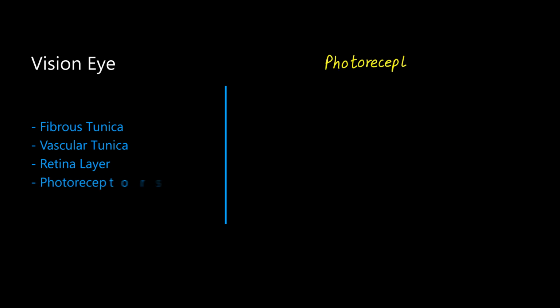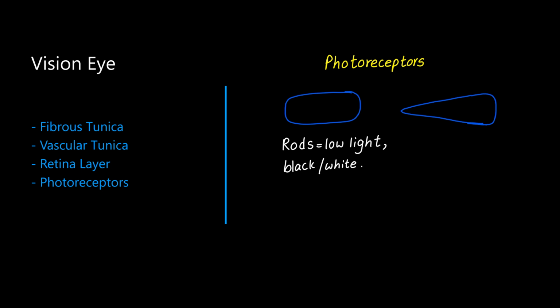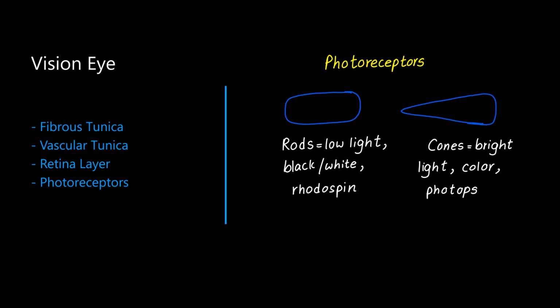2 types of photoreceptors do different jobs. Rod cells work in low light and give you black and white vision using a pigment called rhodopsin. Cone cells work in bright light and give you colour vision using photopsin. 3 types of cones exist for blue, green and red. Your brain blends their signals to create the full colour spectrum you perceive.